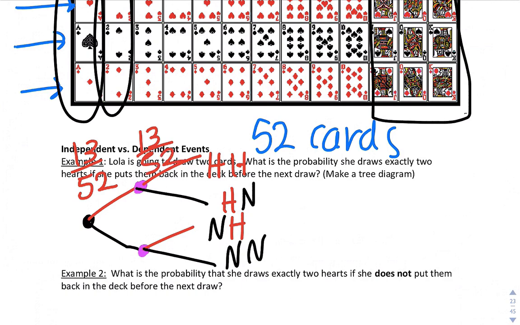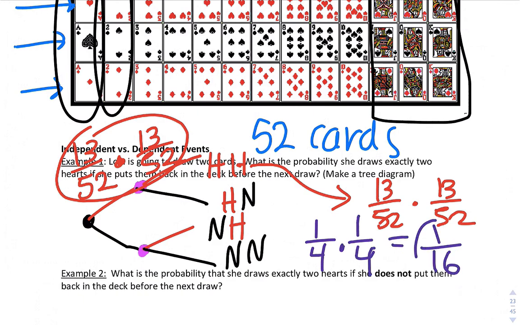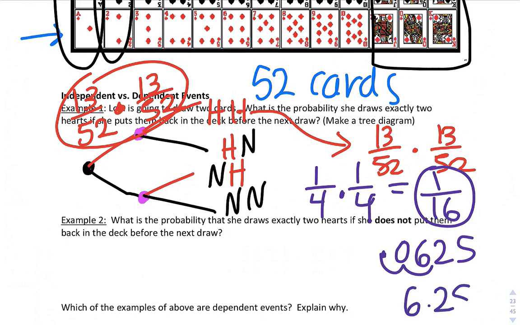And we learned that we can multiply, from the fundamental counting principle, that we can multiply the probabilities. So along the branches, we multiply these together. So to get a heart and a heart, it would be 13 out of 52 times 13 out of 52. Again, that's the same as 1/4 if we reduce the fraction, times 1/4. And so we have a 1 in 16 chance of getting two hearts. If we change that to a decimal, it's 0.0625. If we change that to a percent, it's 6.25%.